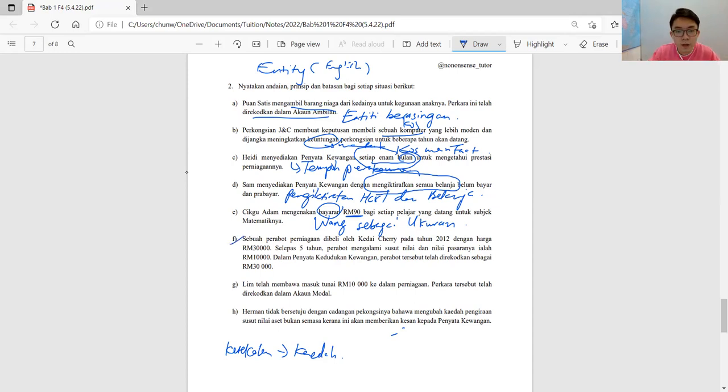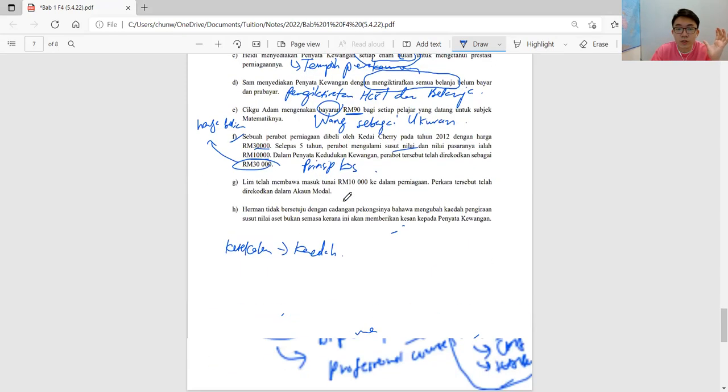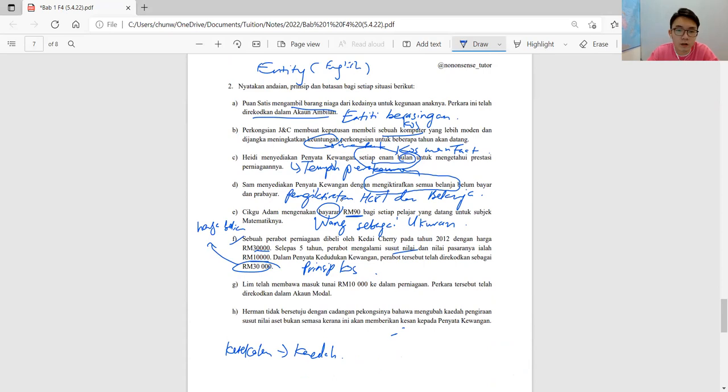I think F is very easy. Sebuah perabot perniagaan dibeli oleh kedai Cherry pada tahun 2012 dengan harga RM30,000. Selepas 5 tahun, perabot mengalami susut nilai dan nilai pasarnya ialah 10,000. Dalam PKK, perabot tersebut telah direkodkan sebagai 30,000. So this is still at the harga belian. Correct. So when you're still recording at the harga belian, this is what we call the prinsip kos. See, you guys got it. Very good. So that's why I say you need to understand the prinsip first, and then when you see the keyword, sure we can get it. Okay, now we go to G.